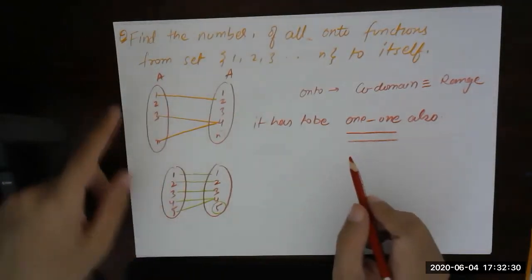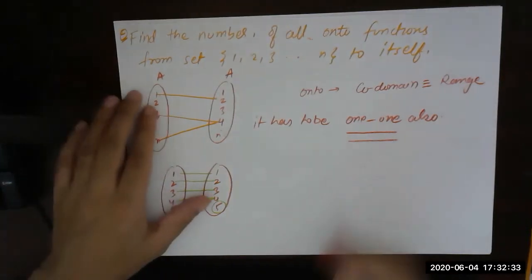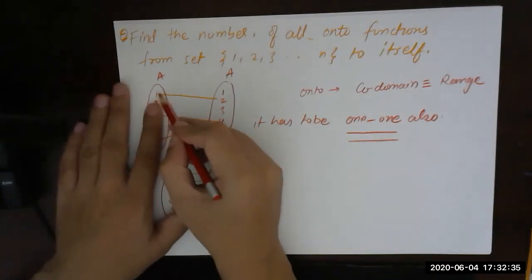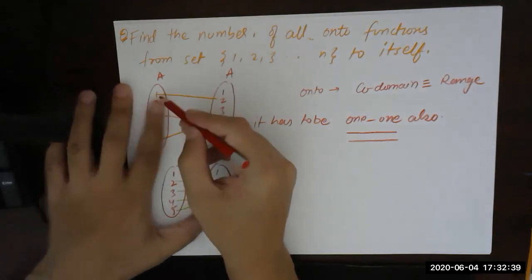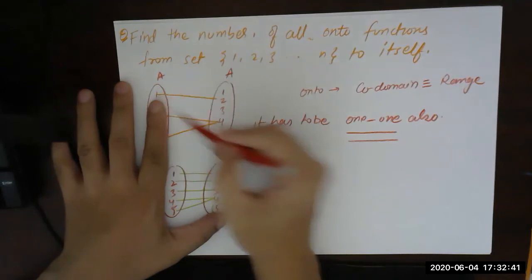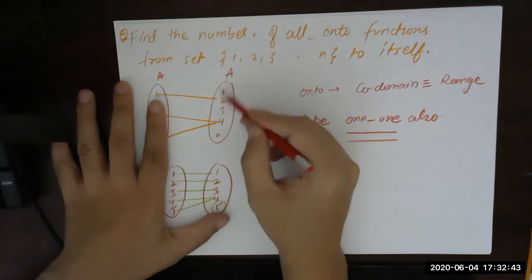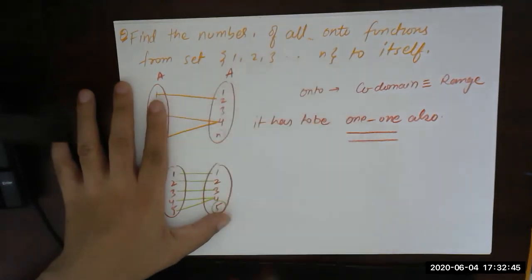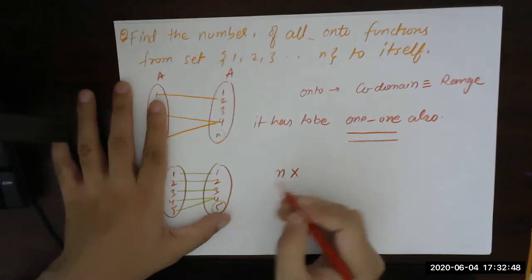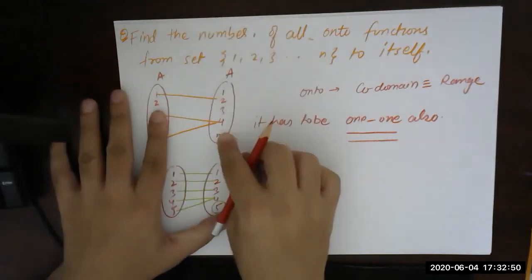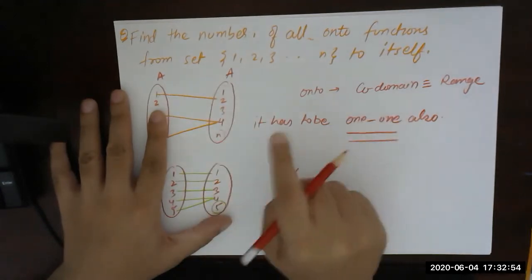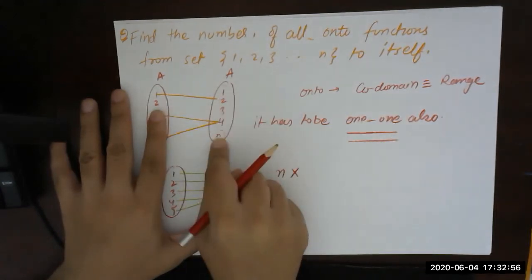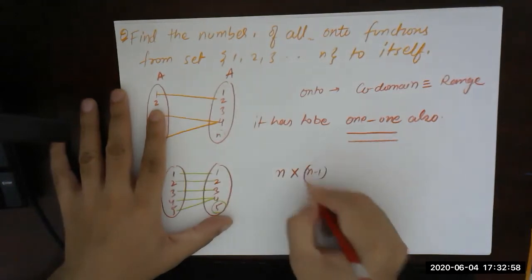So if it is 1-1, we can see how many possibilities there are. I will take elements starting from 1. So 1 has how many possibilities out of n? How many elements can 1 connect to? n elements, right? Then I will take 2. 1 is already connected to one of the elements, so the remaining is n minus 1. So 2 has how many options? 2 has n minus 1 options, right?